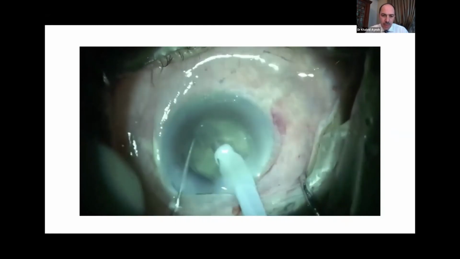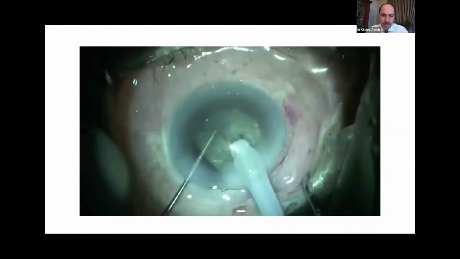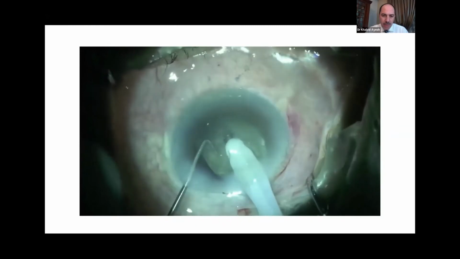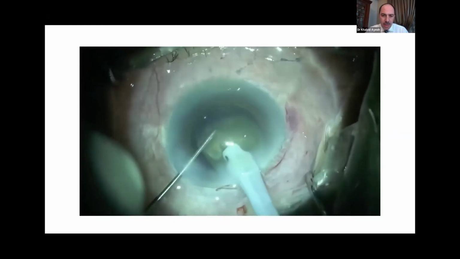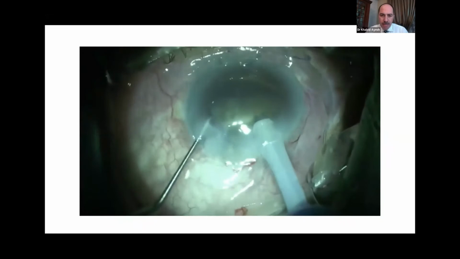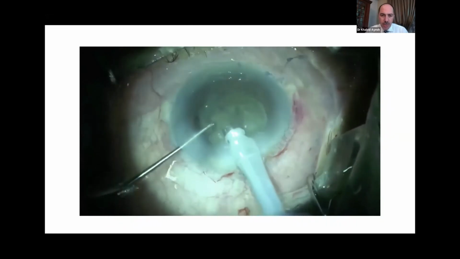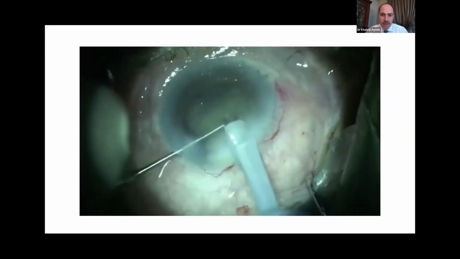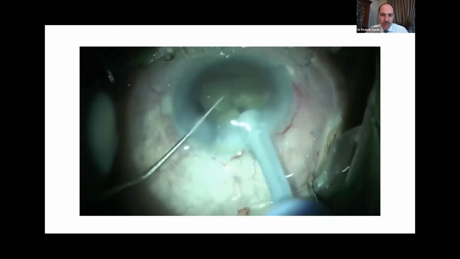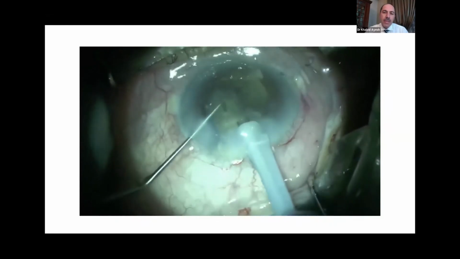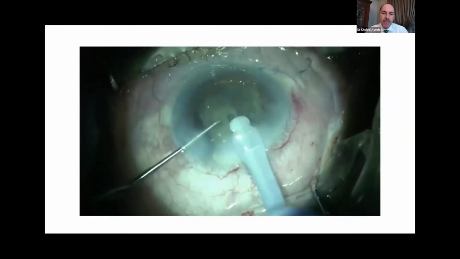So I shifted to a chop technique, and I continued my phacoemulsification in the normal maneuver. Now I'm trying to fracture it into small pieces so I can preserve the cornea and protect the corneal endothelium.